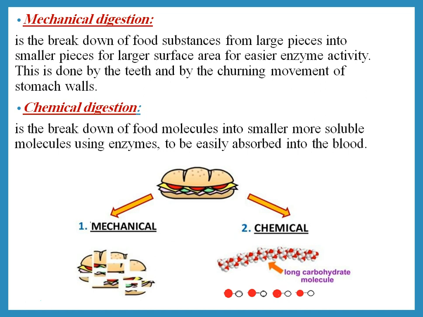But chemical digestion now is the breakdown of large food molecules into smaller molecules. So I am changing the carbohydrates into smaller molecules. I'm changing the fats into smaller molecules. This uses enzymes. So when the enzyme acts on the food, it breaks it up from large molecules into smaller molecules which are more soluble, which can be more easily absorbed into the blood.